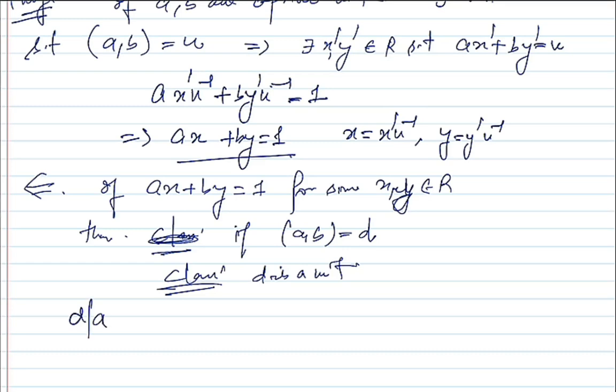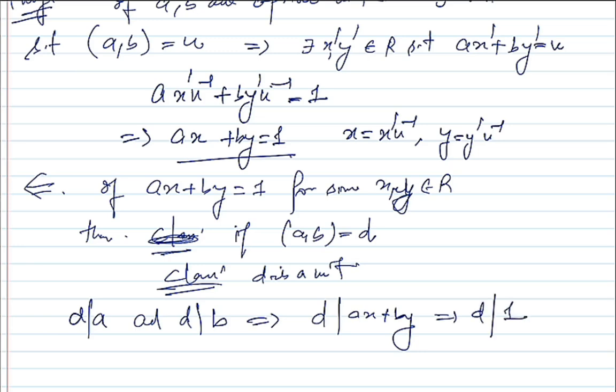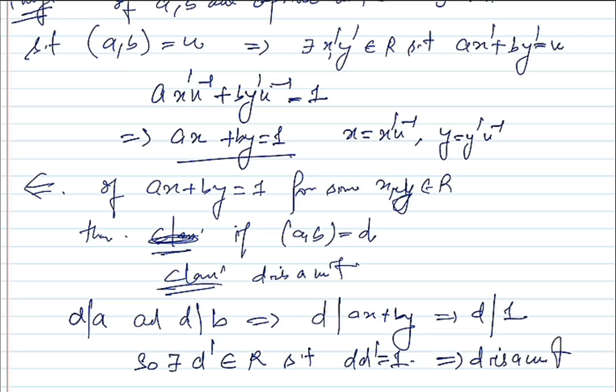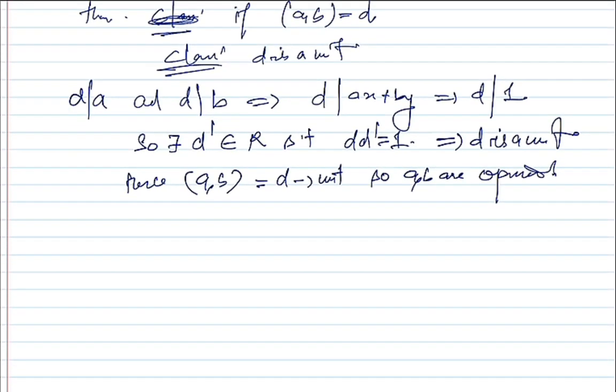Now D divides A and D divides B, which implies D divides AX plus BY, which implies D divides 1. So there exists some D prime belonging to R such that D times D prime is equal to 1, which implies D is a unit. Hence A and B are co-prime. The GCD of A and B is D, which is a unit, so A, B are co-primes.